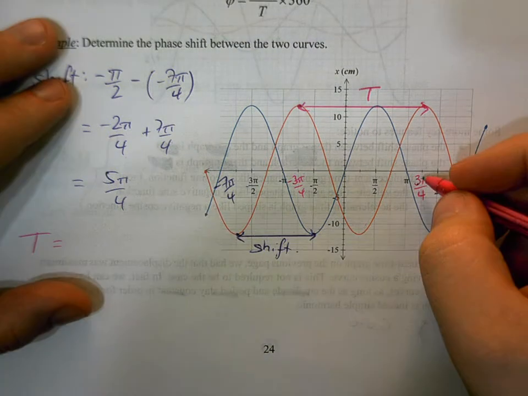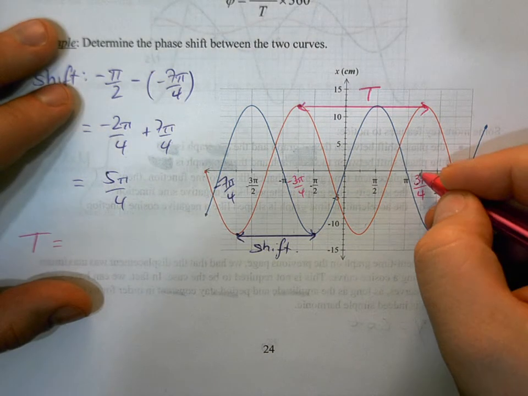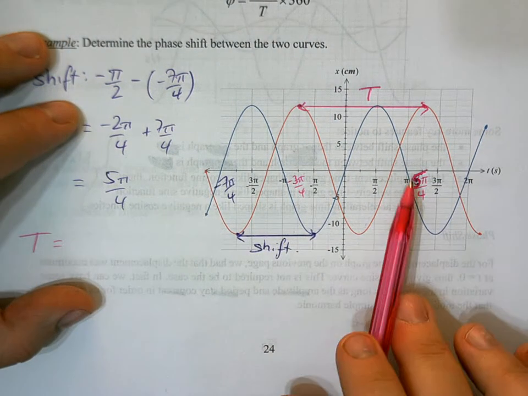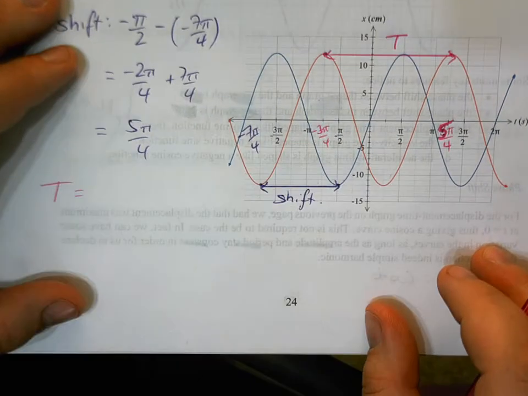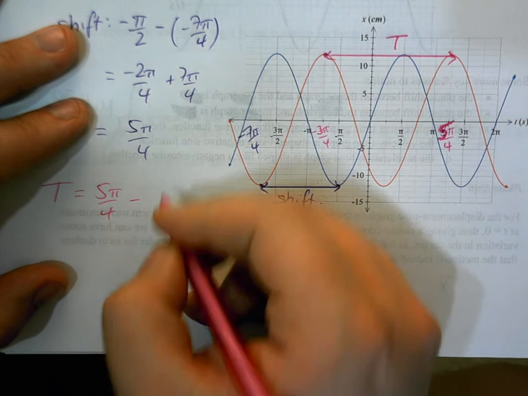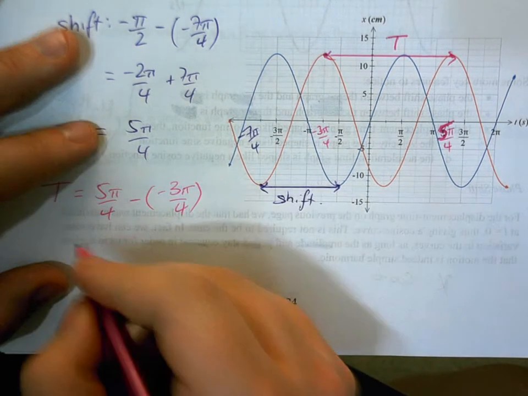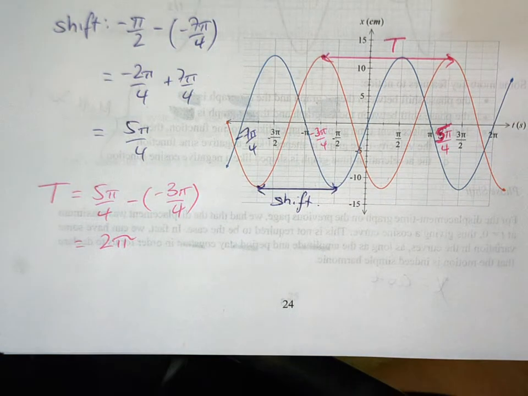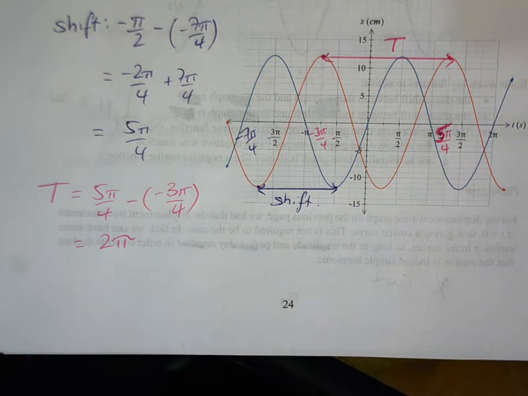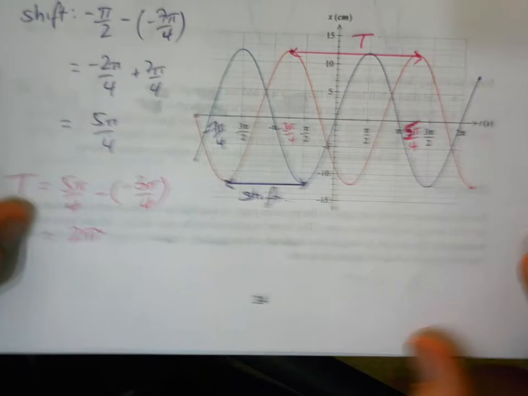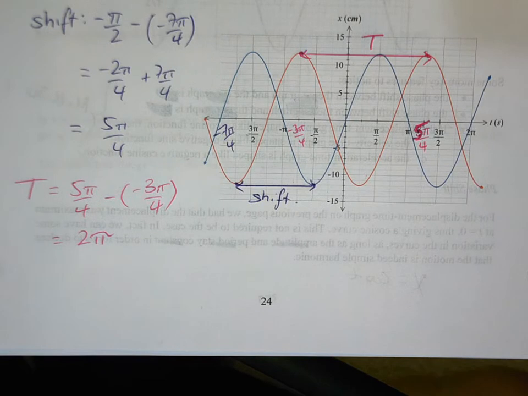No, sorry, I got this wrong. This is 5 pi over 4. So I'm starting at negative 3 pi over 4. I'm working my way to 5 pi over 4. So the last thing I want to do is calculate the period of this thing. So I have 5 pi over 4 minus negative 3 pi over 4. So then I'm going to get 8 pi over 4, or 2 pi. So what this is telling me is that every 2 pi seconds, this pattern is going to repeat itself. So I know these curves are shifted relative to one another by a factor of 5 pi over 4. We know the period is 2 pi units.